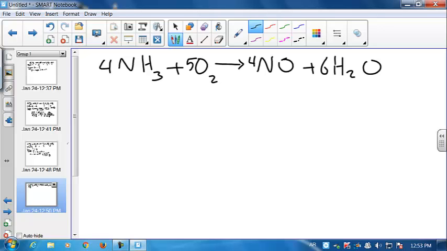Let us check again. So now here you have 4 nitrogen, and here you have 4 nitrogen. Nitrogen is okay. And then here you have 12 hydrogen, and here you have 12 hydrogen in the product. Now hydrogen is okay. And here you have 10 oxygen, and here you have 10 oxygen also, 6 in the water and 4 in NO. Now the equation is balanced.